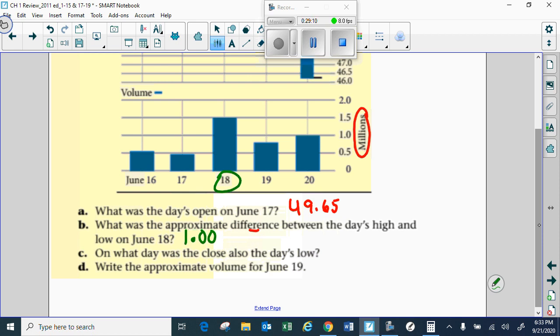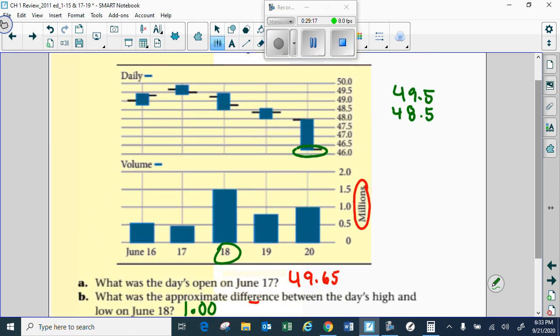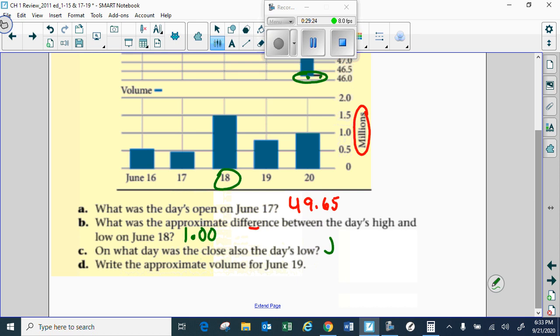Next one. On what day was the close also the day's low? And that would be this right here. Remember, here's the low, here's the close. So that's June 20th. And write the approximate volume. So here's the volume. Remember, that's in millions for June 19th. That's about exactly halfway. So 0.75 times 1,000,000. So that'd be 750,000. Okay. Hopefully that answers everything there.